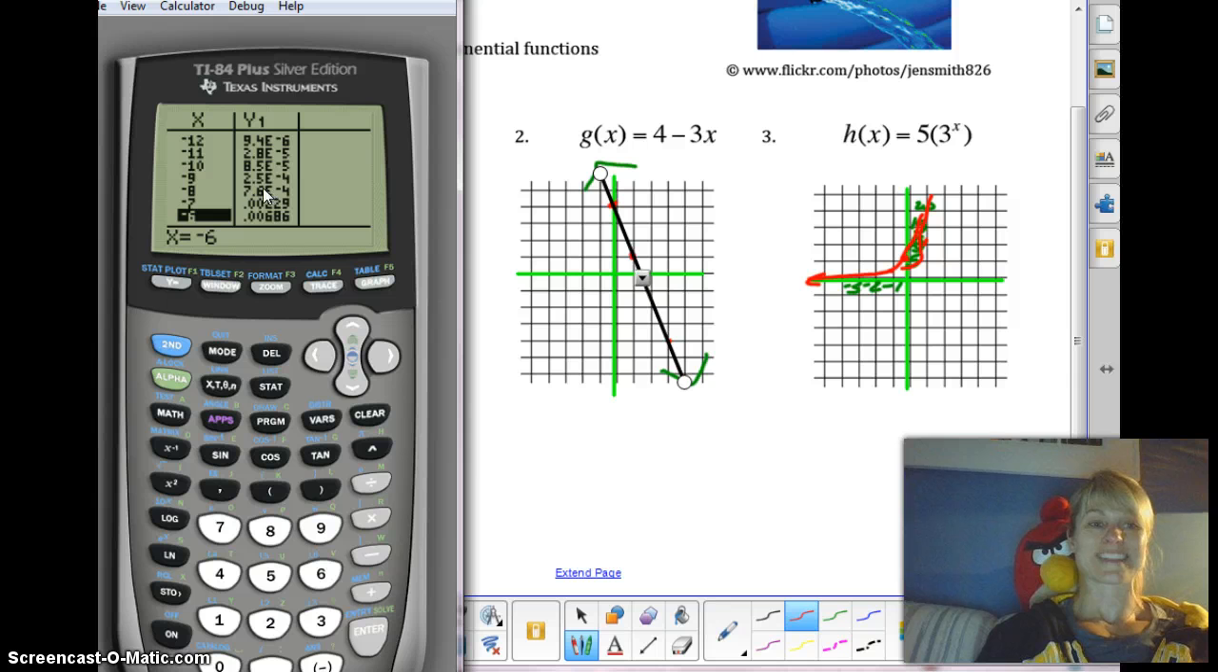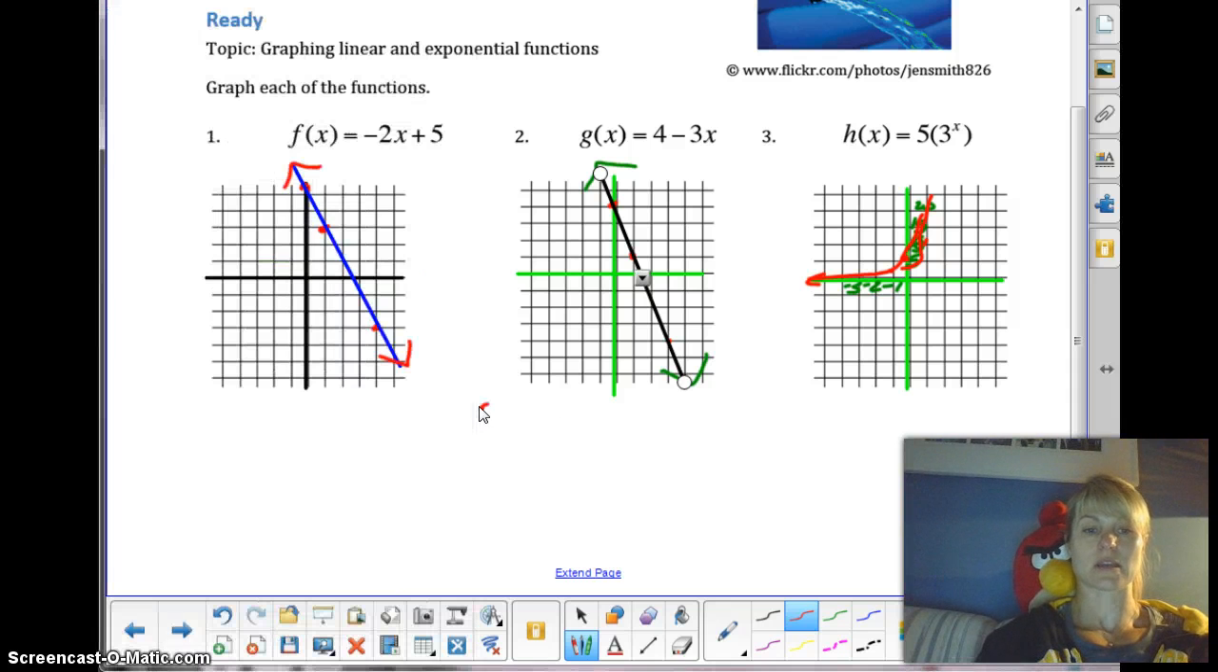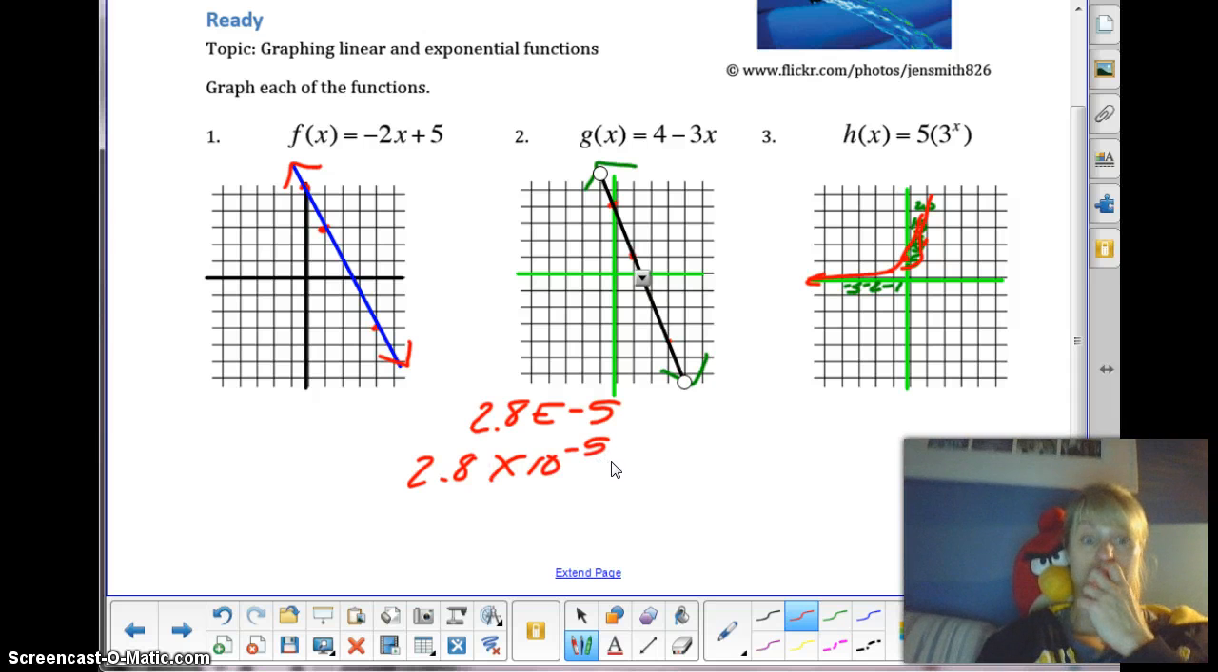You may want to know what these e's are. These e's mean scientific notation, okay? So if I have 2.8 e to the negative 5, what that means is it's rounded 2.8 times 10 to the negative 5. Hopefully you remember some scientific notation there, right?